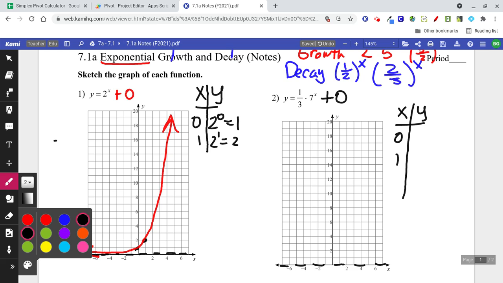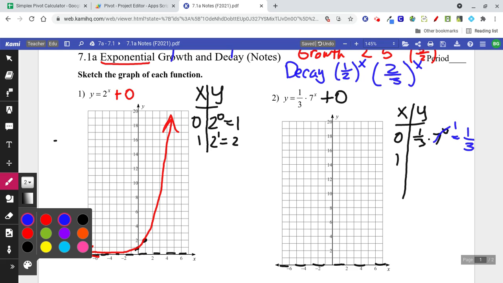Again, 0 and 1 are probably going to be your easiest ones. You can do other numbers. You can do more numbers. But a lot of the times, those are the easiest numbers to make. Okay? So if I plug in 0, I would have 1/3 times 7 to the 0 power. Well, you should know 7 to the 0, anything to the 0 is 1. So that means we have 1/3 times 1, which is 1/3.